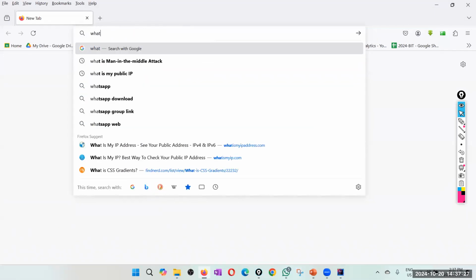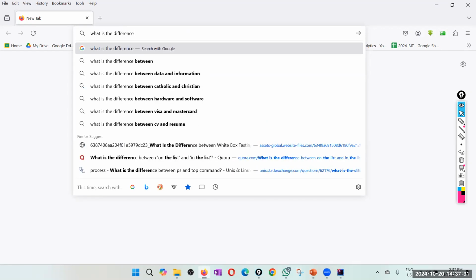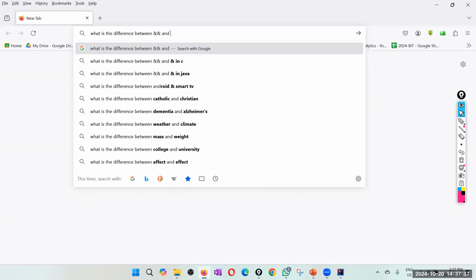So what is the difference between these two in Java?